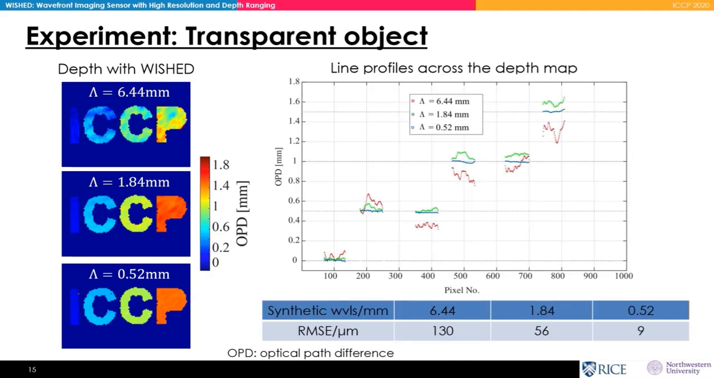We plot a line profile of the depth map. As we can see, smaller synthetic wavelengths marked with the blue dots can provide better depth resolution. We further quantify the RMSE between the measurement and the fitted ground truth, which provides the same conclusion. The best performance with our prototype is 9 micrometer.